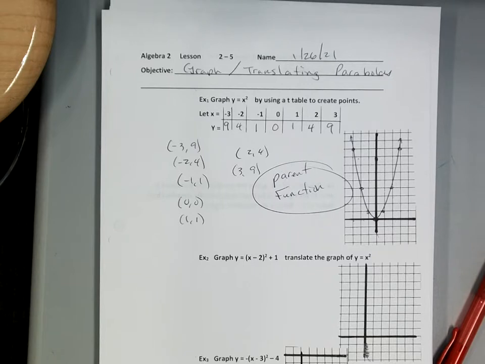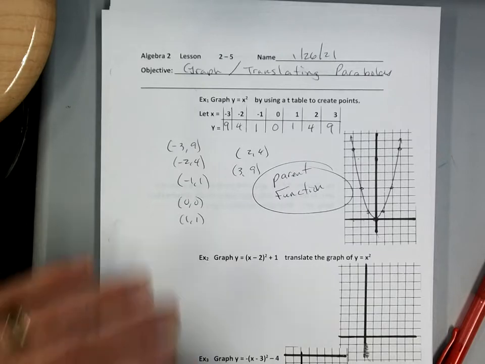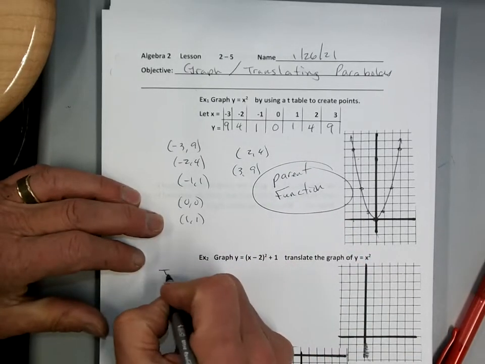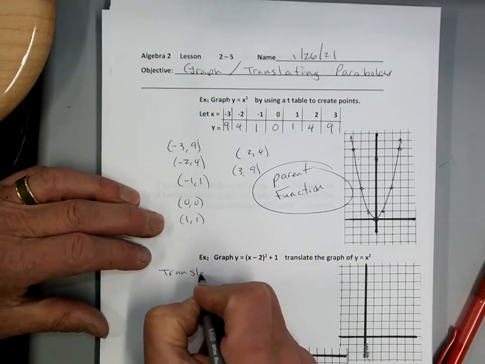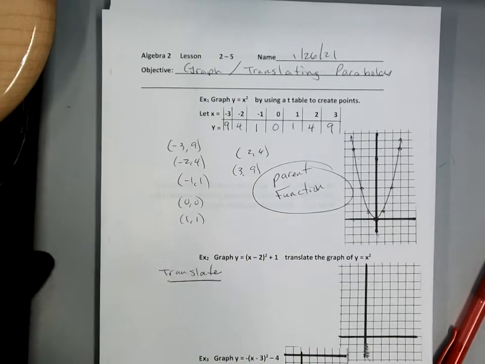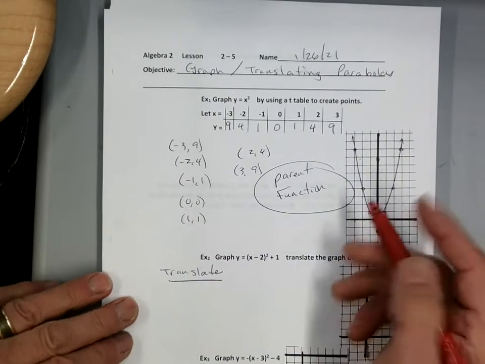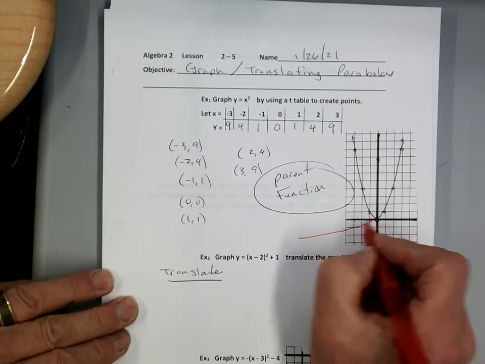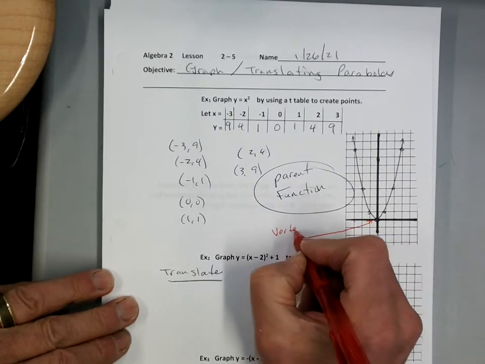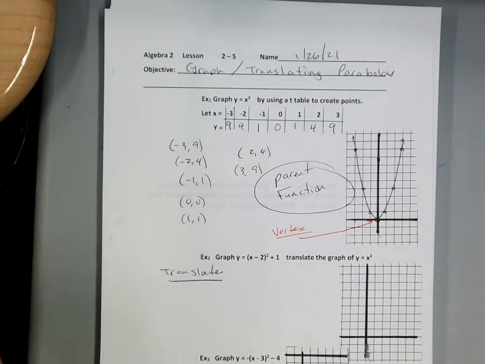All I got to do is figure out where to put the vertex. Okay, so I want to translate. So I'm going to translate my parent function. So we're going to do a translation. And the easy way to translate this is just to move the vertex. So my vertex is right there.